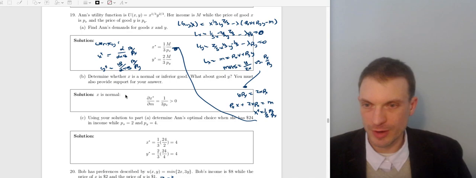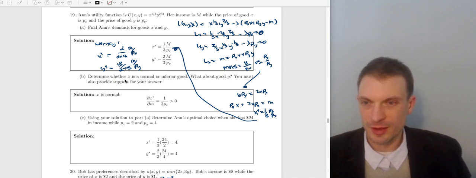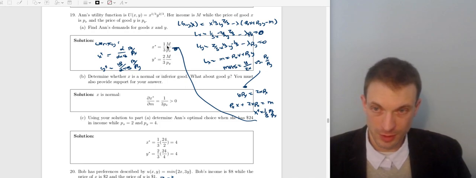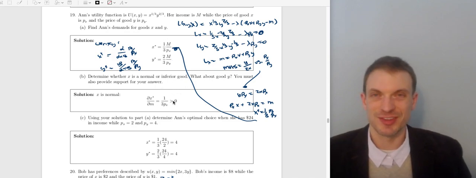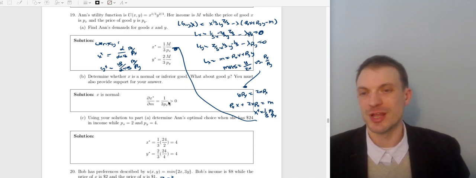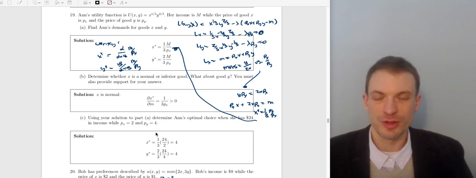All right. So whether X is a normal or inferior good, well, income appears in the numerator. So we take the partial with respect to income, gives us, well, a positive sign. So that tells us that both demands are increasing in income, hence these are normal goods.